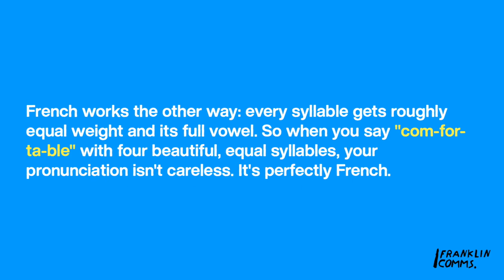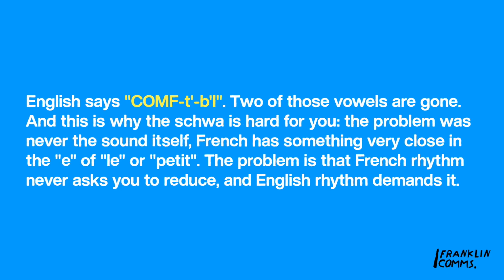French works the other way. Every syllable gets roughly equal weight and its full vowel. So when you say "confortable" with four beautiful equal syllables, your pronunciation isn't careless. It's perfectly French. English says "comfortable." Two of those vowels are gone, and this is why the schwa is hard for you.